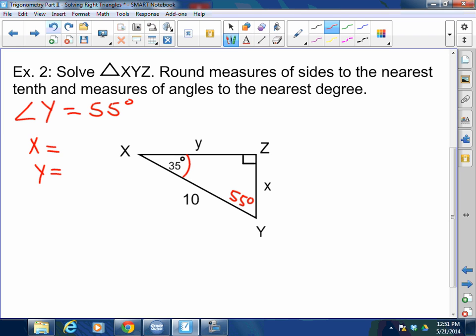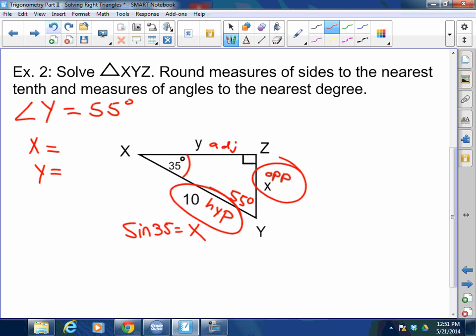Okay, so now, from 35, let's label the sides. The x would be the adjacent, the y would be the opposite, and the 10 would be the hypotenuse, okay. Who do you want to solve for first? X or y? I don't care. These are choices you have to make, guys. Okay? Who uses opposite and hypotenuse? Sine, right off the bat. Good job. So the sine of 35 degrees equals opposite over hypotenuse.